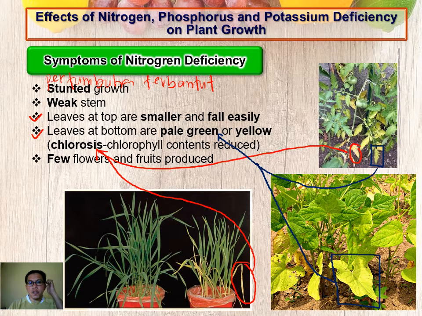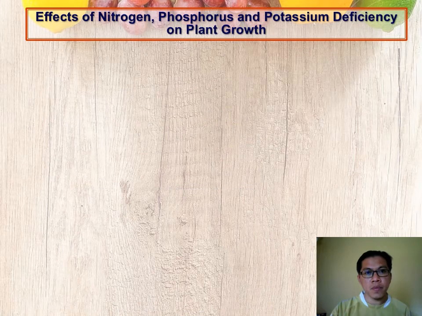Few flowers and fruits produced. Maknanya if the plant produces flowers or fruits, only a few of fruits and flowers are produced. Hanya sedikit sahaja buah dan bunga akan dihasilkan. Okay, growth of roots is normal. Tetapi walaupun daun dia mengalami gangguan, pertumbuhan akar dia adalah normal.